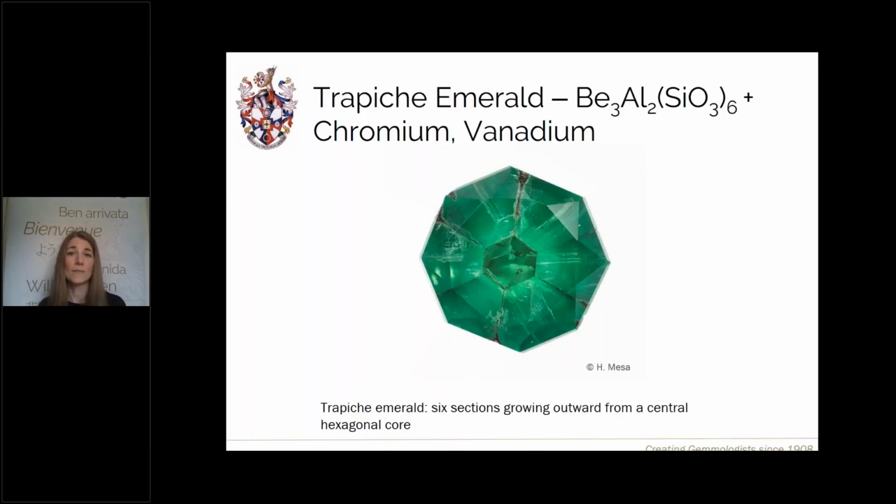So trapiche emeralds come from Colombia, and actually Colombia is considered one of the best localities in the world, producing some of the best colored emeralds. So your regular emeralds and your trapiche emeralds can come from Colombia. And the trapiche is named after the wheel that grinds sugarcane. It has spokes similar to that large wheel.